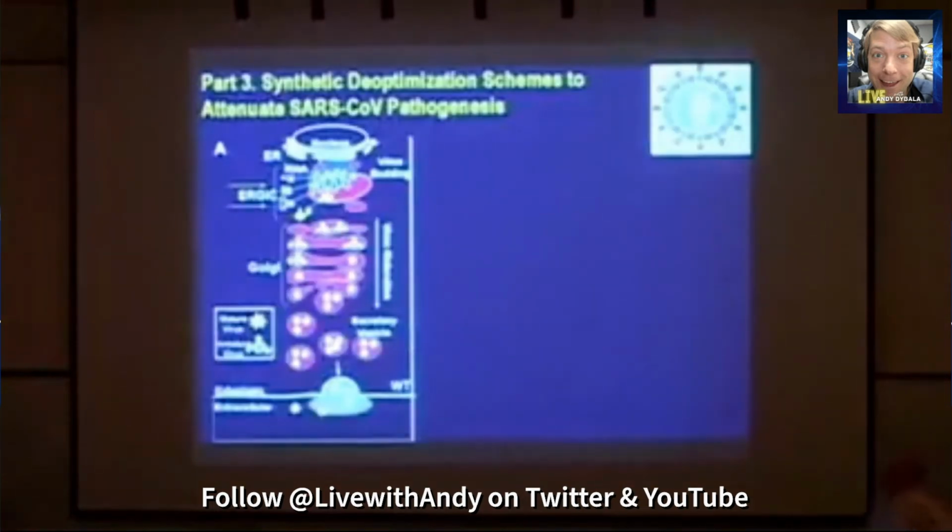So now I want to move to the next part of the talk, which is synthetic de-optimization schemes to attenuate SARS coronavirus pathogenesis. This is the maturation pathway for how SARS gets out of the cell. The nucleocapsids align underneath an intermediate compartment in the ER-Golgi, where the M glycoprotein and the E protein are expressed. The M and E proteins drive the assembly of virions, which then mature in the Golgi and are released from the cell in secretory vesicles, which fuse with the plasma membrane.